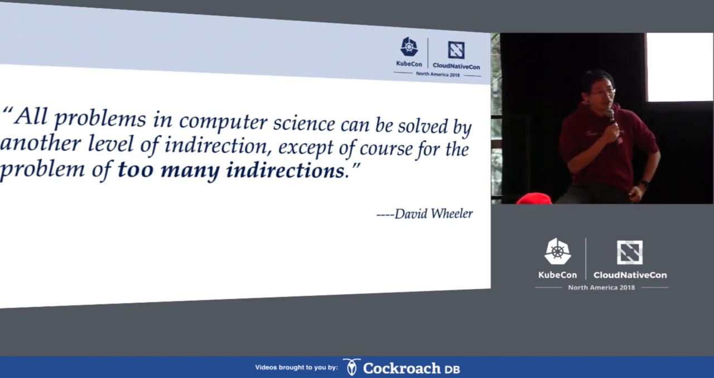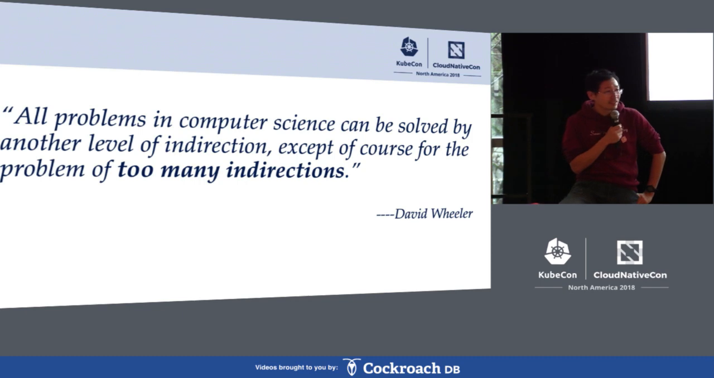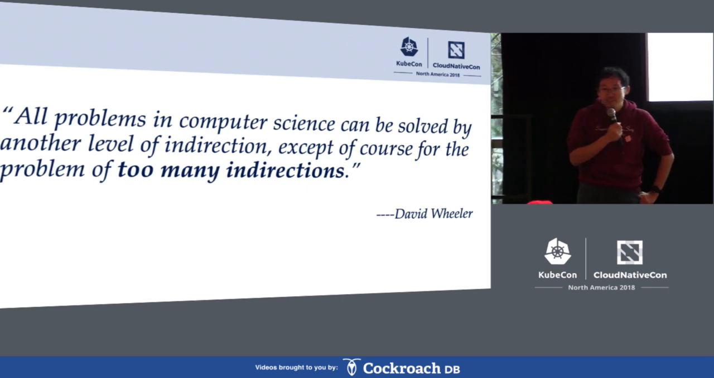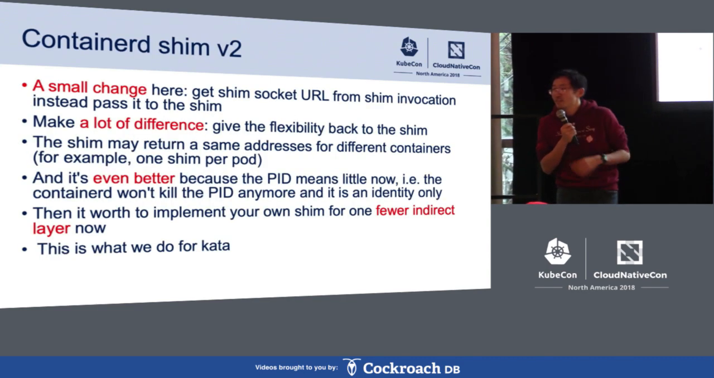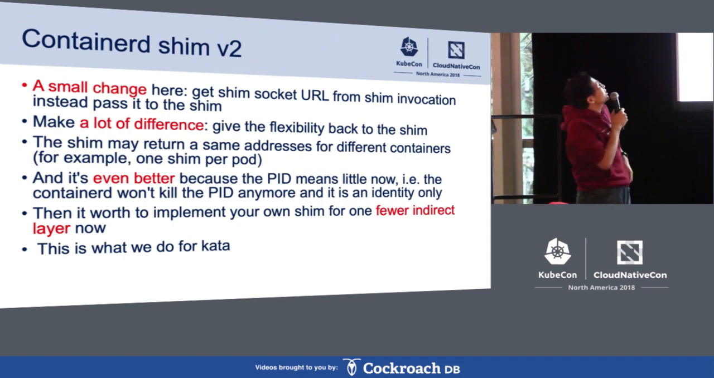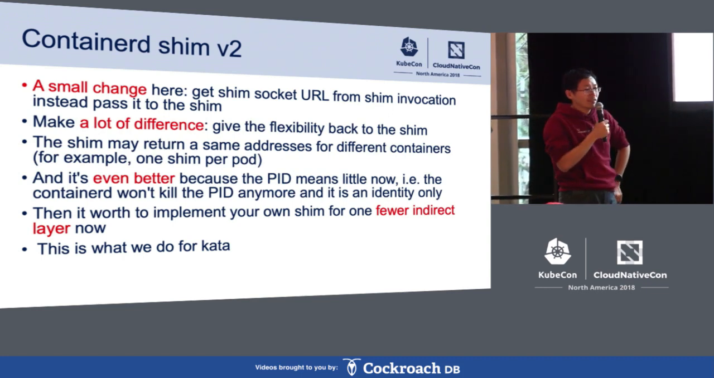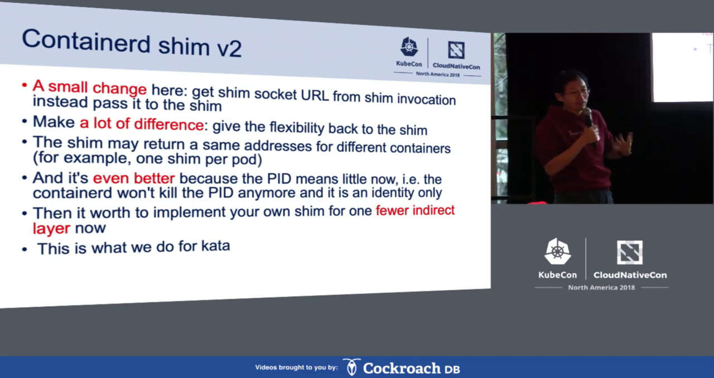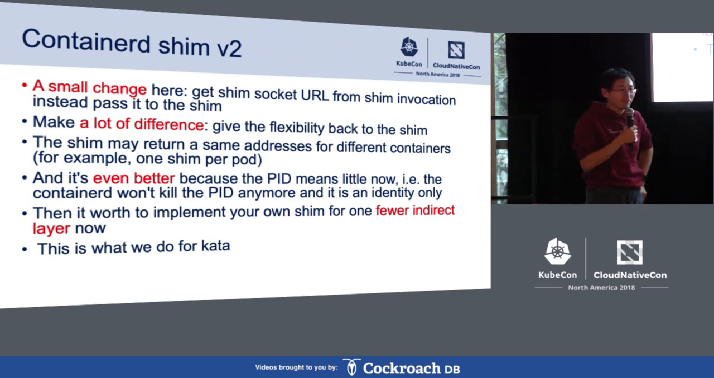That makes me recall one famous quote. In computer science, every problem could be solved with an indirection layer, except the problem of too many indirections, right? Here is the problem: too many indirections. And fortunately, the Google and Kubernetes folks also realized this problem, and they were very smart to propose a very small change to fix this issue.